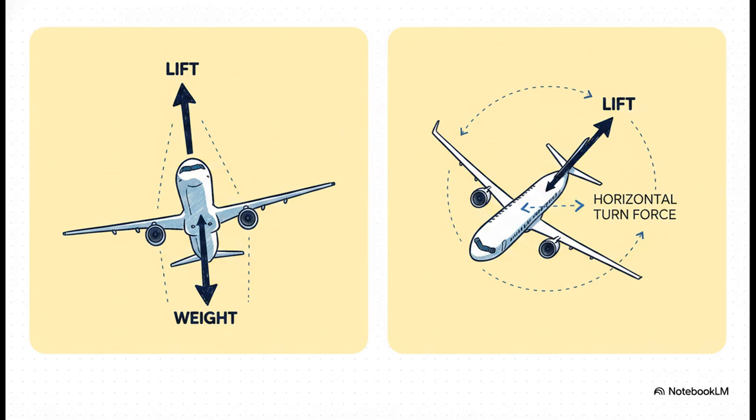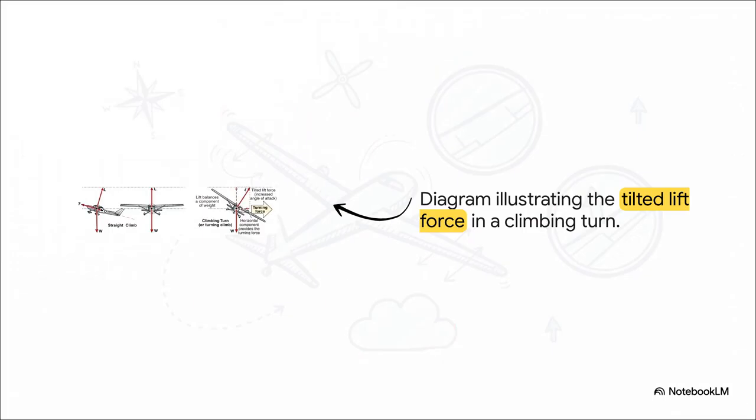Okay, but the literal second you bank those wings to start a turn, you tilt that lift force. A big chunk of your lift gets diverted horizontally just to pull the nose around, and because of that diversion, your vertical lift inherently drops. You can actually visualize that tilted lift vector working right here. Because you've tilted the lift to turn the airplane, its ability to support the plane's weight is suddenly, well, compromised.